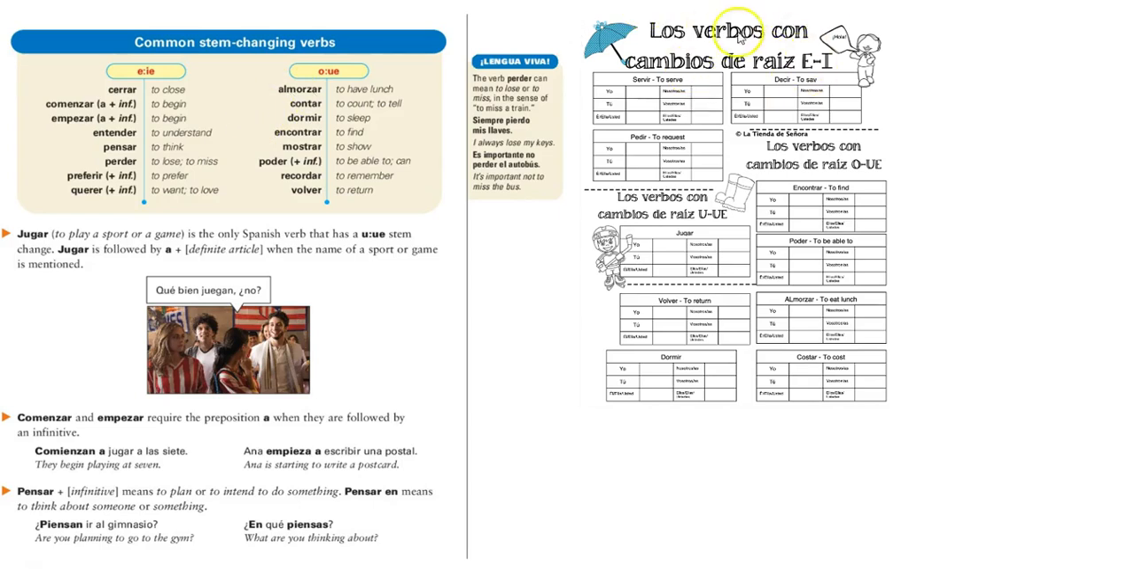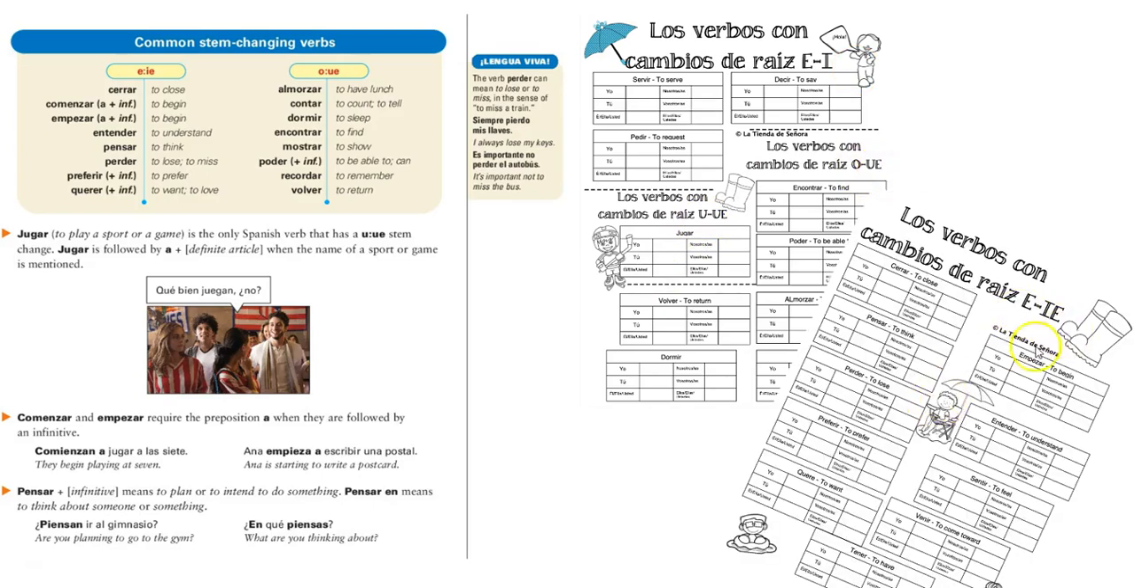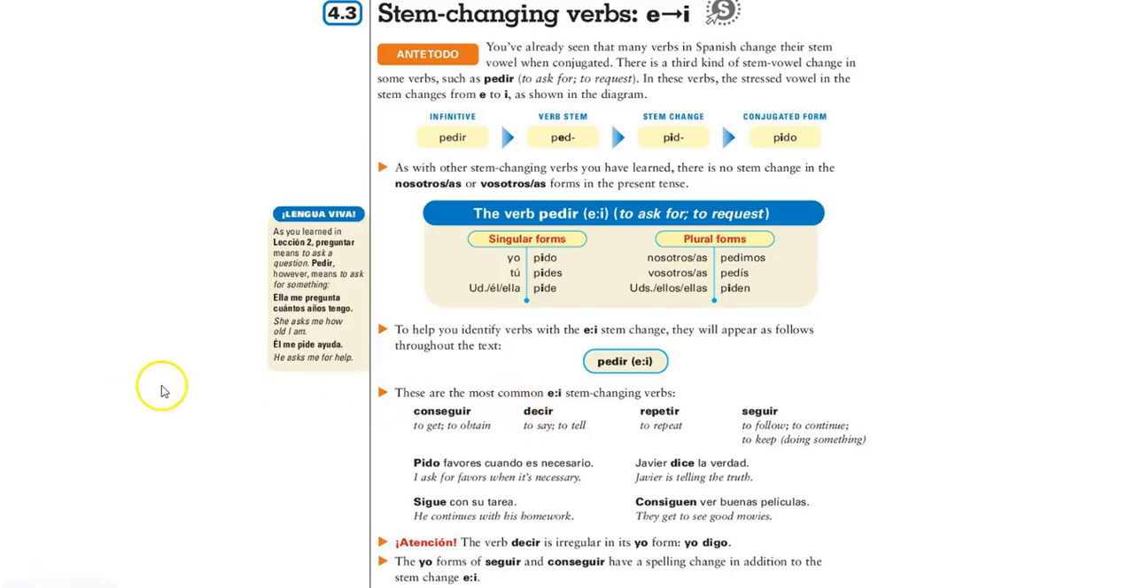So again, we have a section that has the E to I, which is what we are going to be working on this week. You have the E to IEs, the O to UEs, and then you have the E to Is. So the E to Is are a little bit bigger. And again, this is completely optional, but you are welcome to do that. And again, this week you're going to work on the last category of stem changing verbs, which is the E to I. And again, the conjugation piece is the same.